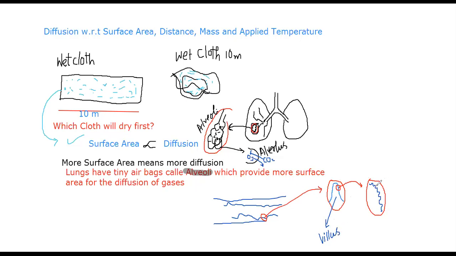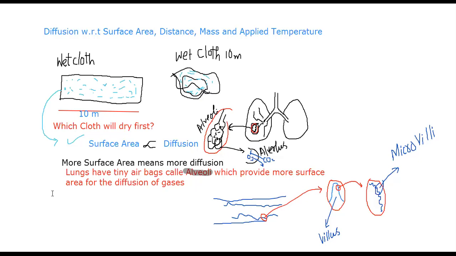And what are these? These are the microvilli. And this villus and microvillus, the plural is microvilli, or many people also say villi. The microvilli also provide a large surface area to absorb more food and nutrients during the process of digestion.